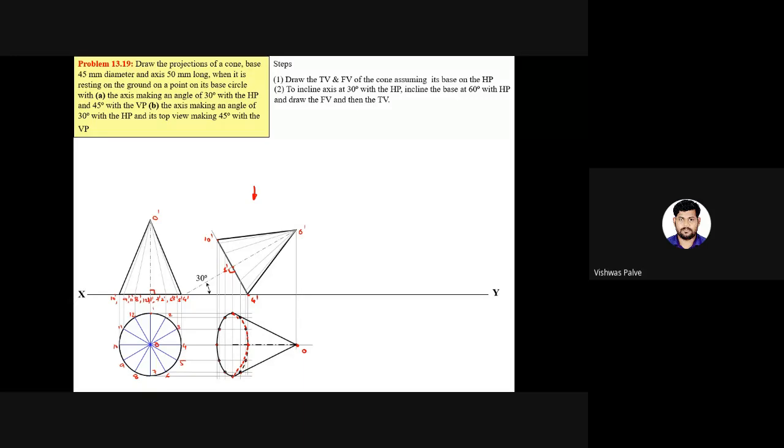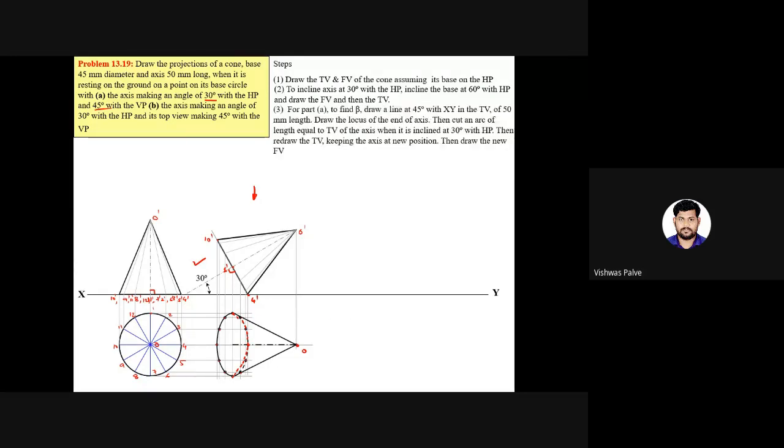Now at this stage, this is the axis, and this axis is inclined. In the first case, they are saying the axis makes an angle of 30 degrees with HP. Yes, we have drawn the axis making an angle of 30 degrees with HP and 45 degrees with VP. Now this axis is inclined 45 degrees with VP. So how are we going to draw that? Whenever they say the axis is inclined 45 degrees with VP, first draw a 45 degree inclined line.